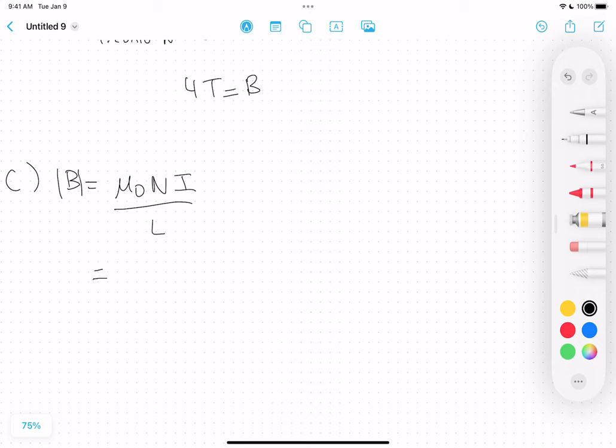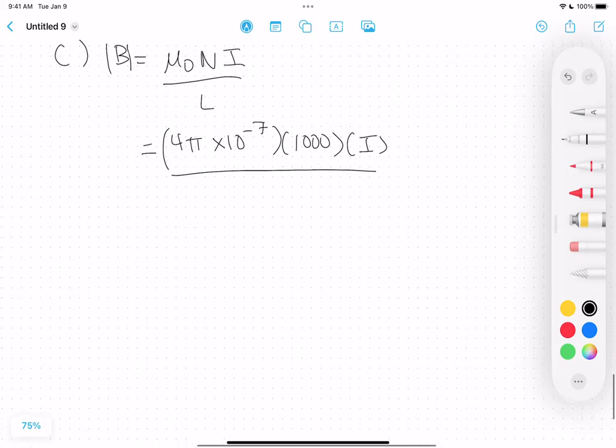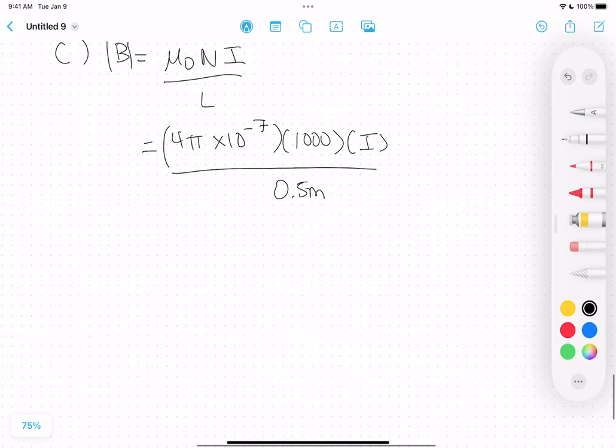And so if we do all of that, we have our permeability constant, which I believe should be 4 pi times 10 to the -7. Number of turns is 1,000 turns. And then let's see here, what else? I is what we're looking for, our current, and then divided by the length, which is 50 centimeters. Obviously, we want things in SI units, so 50 centimeters would be 0.5 meters instead. Right? And then we have our magnetic field from before, which is 4 Teslas.